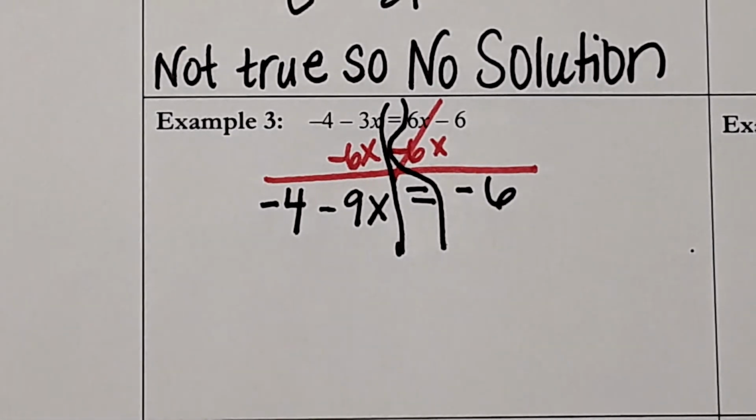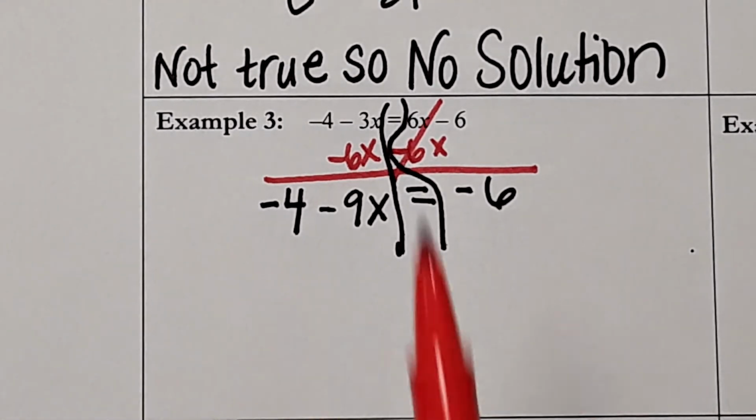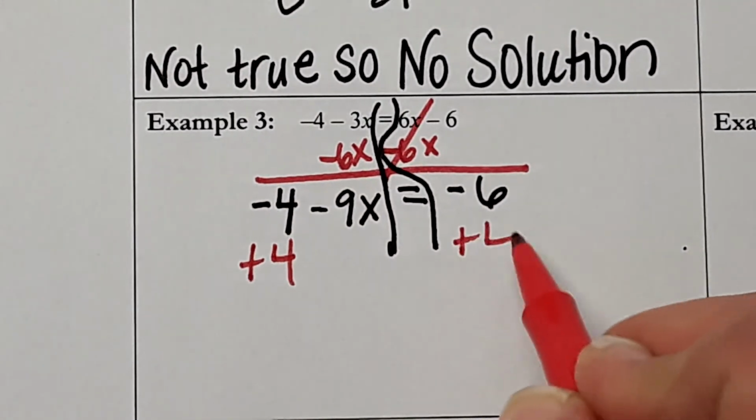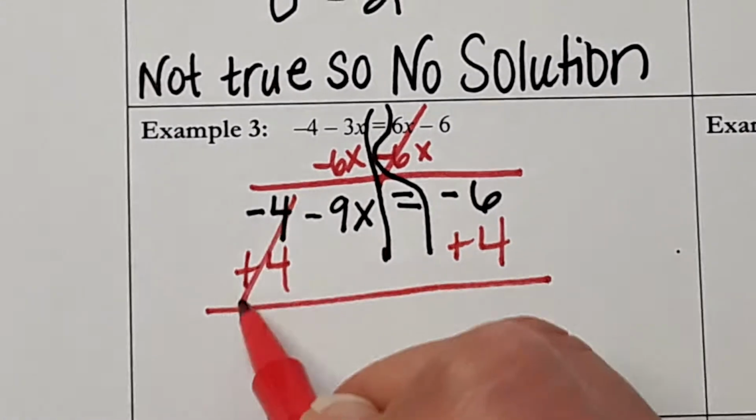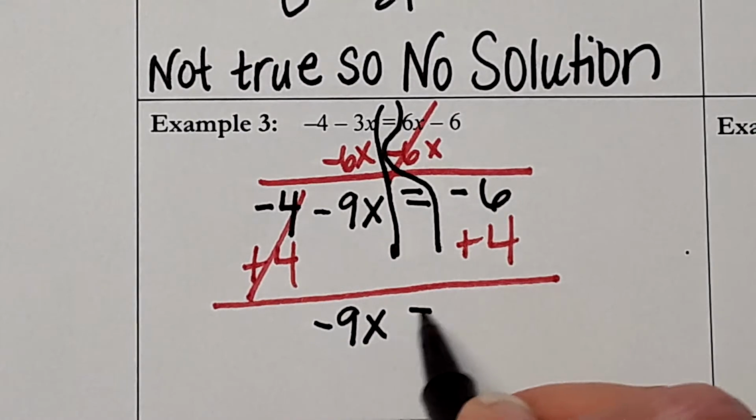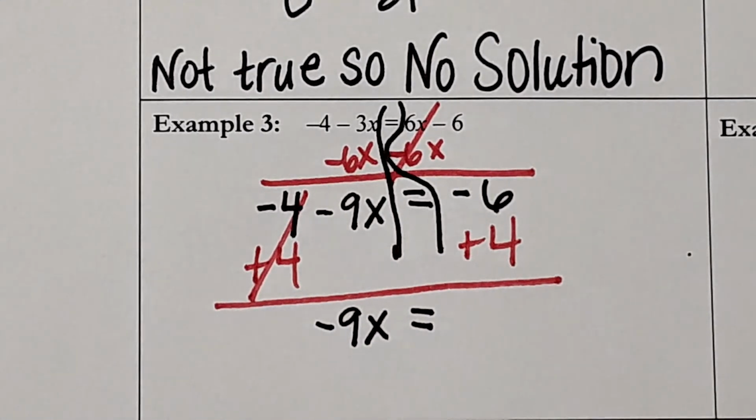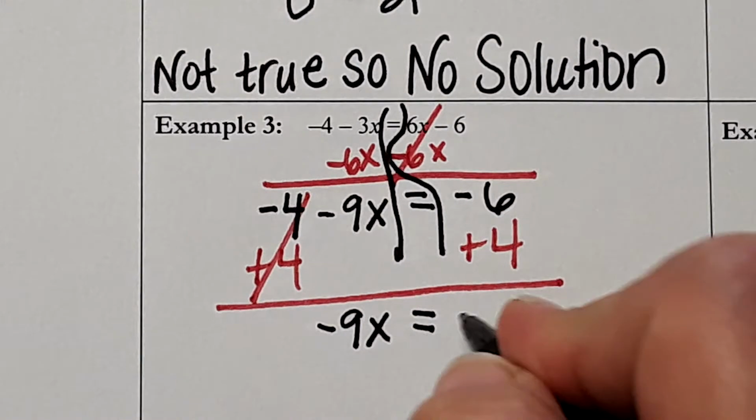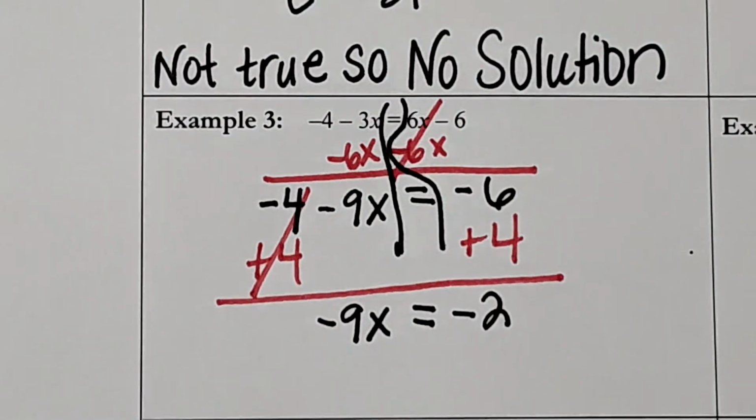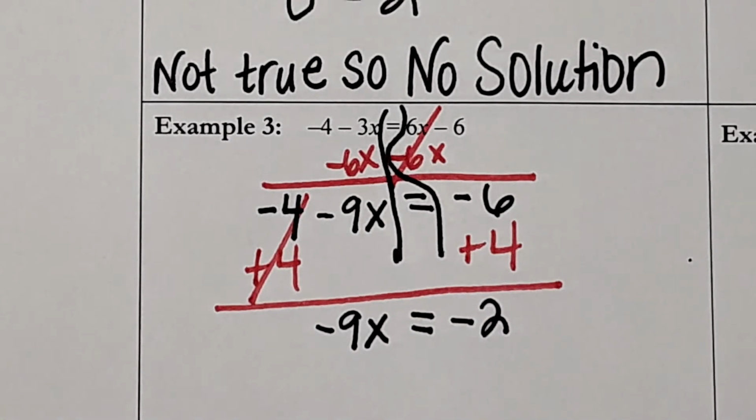Okay, now what am I going to do? The 4 is negative, so I'm going to add 4 to both sides. What's negative 6 plus 4? So negative 6 plus 4 is negative 2. And what am I going to divide by? What's in front of the variable? So we're going to divide by negative 9.